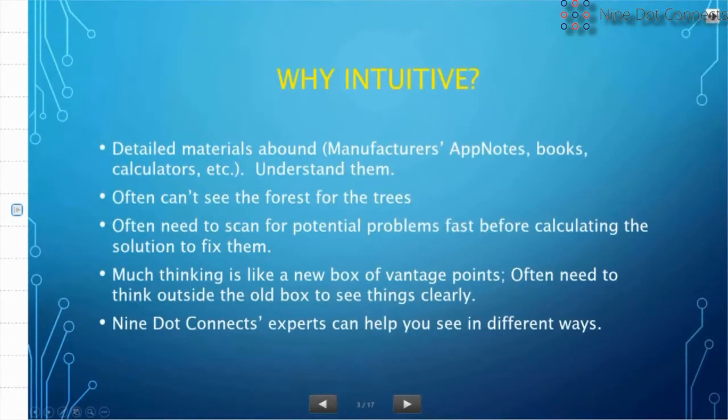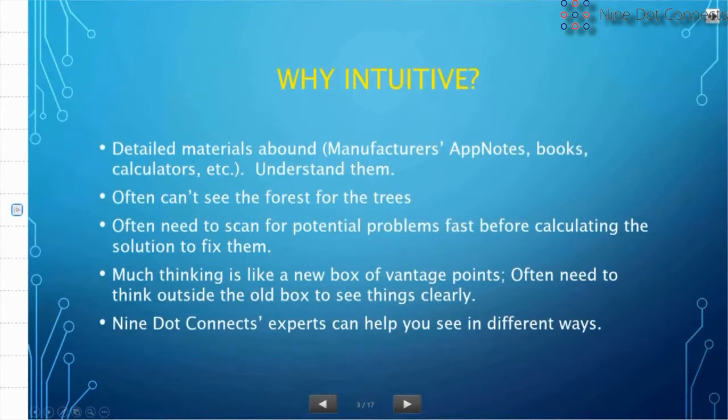Detailed materials abound in terms of switching power converters. There's manufacturers' app notes and books and calculators. Having a webinar like this is not a substitute for reading the app notes to understand what they're saying. There are some very, very good books out there, but there's a lot of material and it takes a long time to go through it.